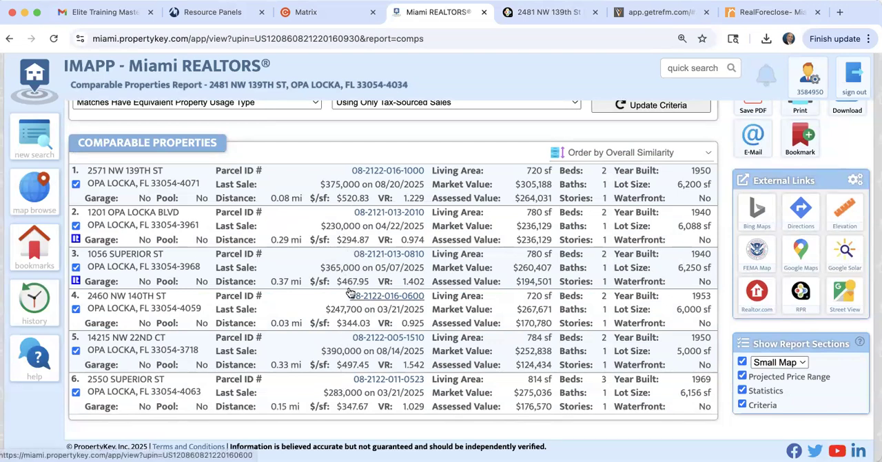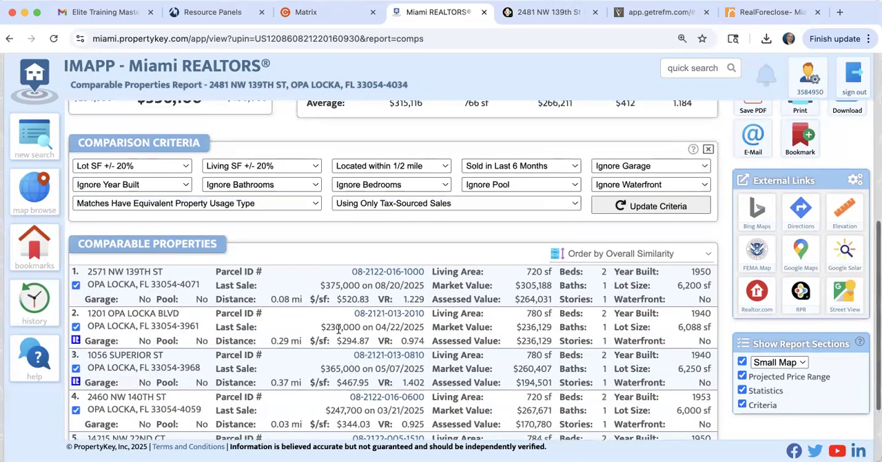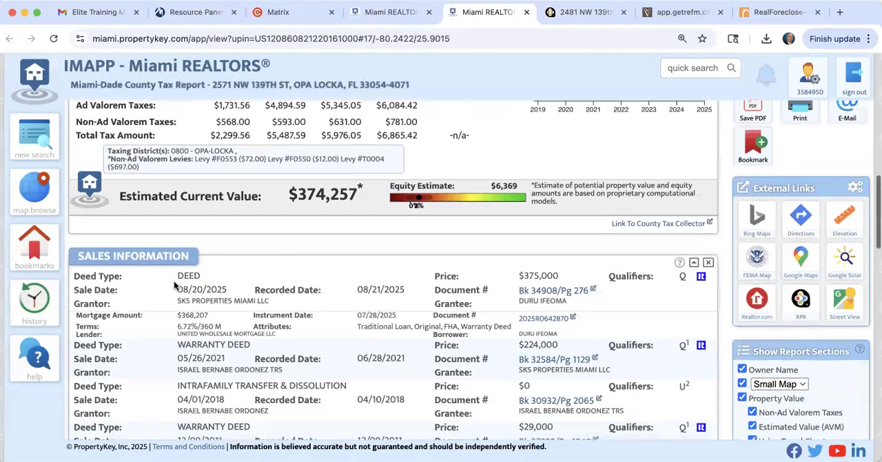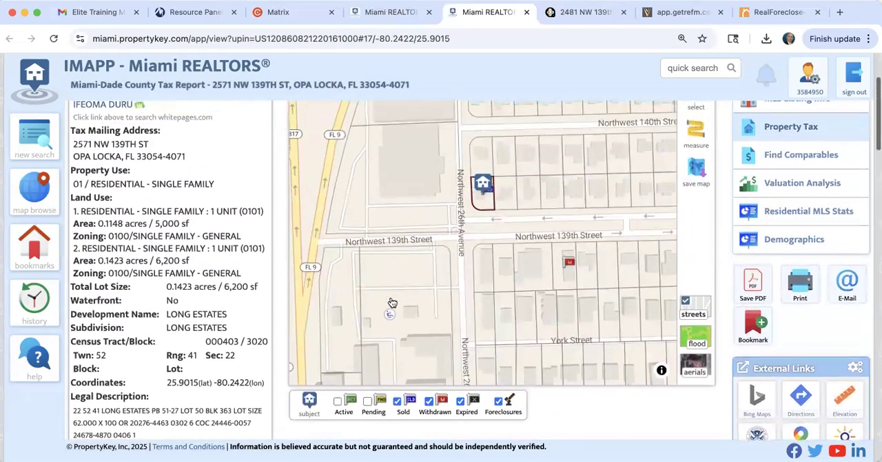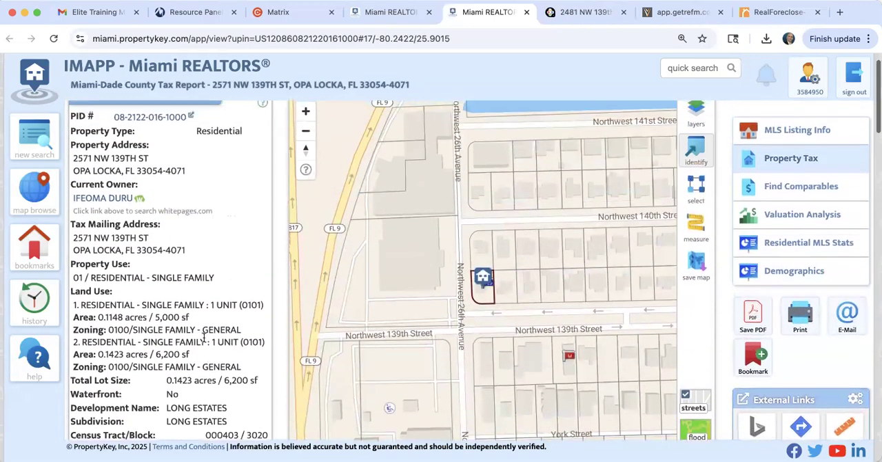You've got 294 a square foot, 467, 344, 497, and 347. So the property that sold at the highest price per square foot is a property that is two bedrooms with one bathroom and only 720 square feet. That property right there sold for 375 and it sold in August of this year. It sold at $520 a square foot. Don't pay attention to the 375 sales price. Pay attention to the price per square foot.